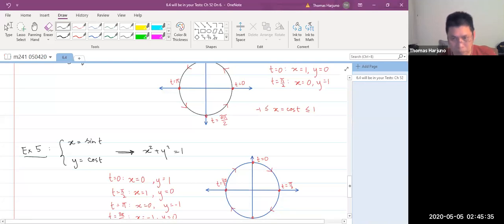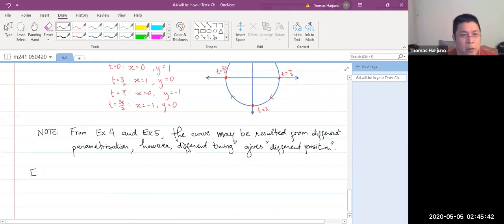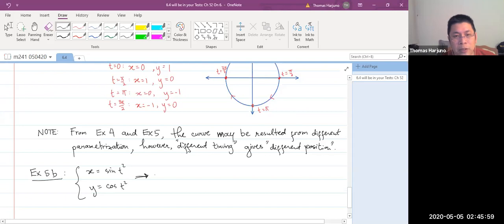In fact, I can tell you this. For this example 5B, the following parameterization will give us the same picture: sine t squared, and y equals 4 sine t squared. It will give us the same graph. However, same curve, but you see that the t squared actually increases faster, right? Compared to t. So the position moves faster.